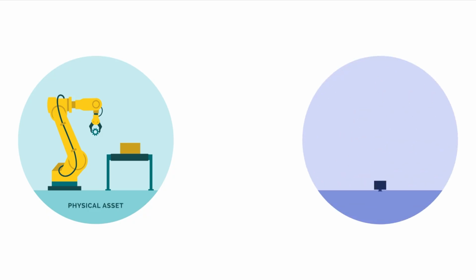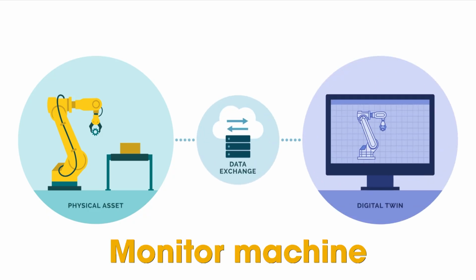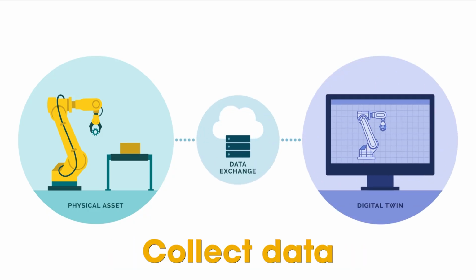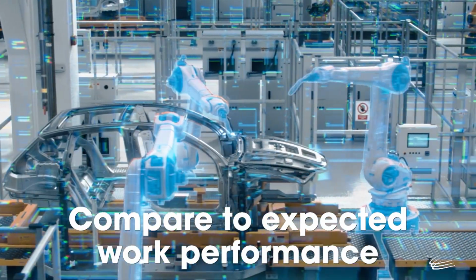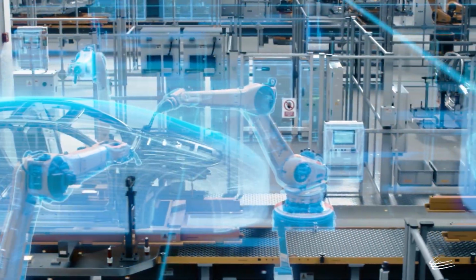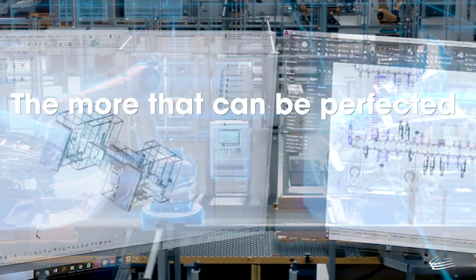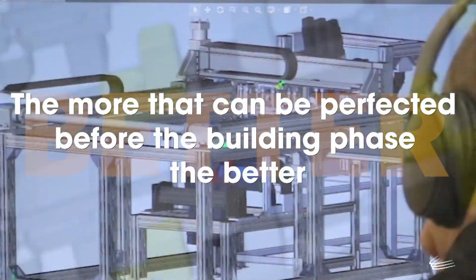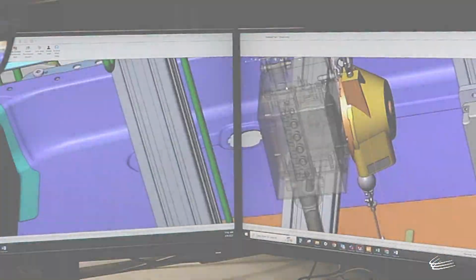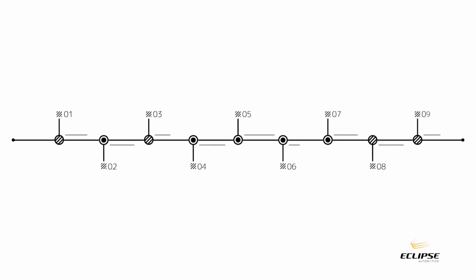Digital twins allow the project team to constantly monitor a machine, collect data on its performance, and compare it to its expected work performance. Using this data, they can identify and fix issues and fine-tune. The more that can be perfected before the building phase, the better. And through digital twinning, Eclipse is able to shorten the time to market.